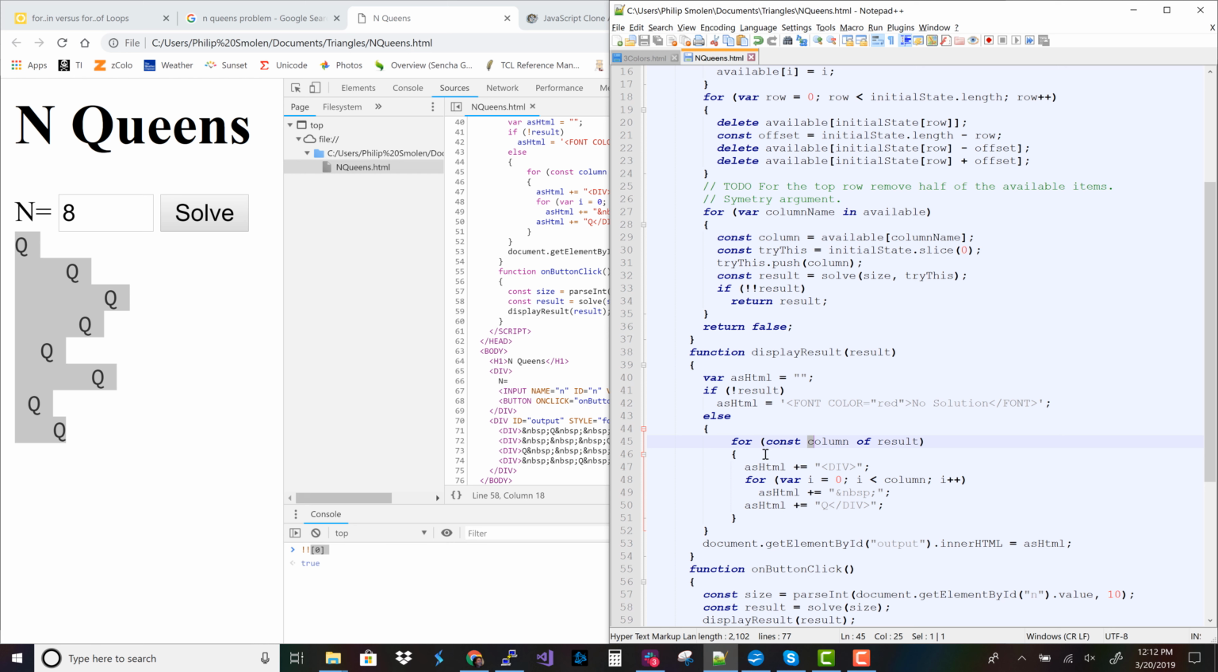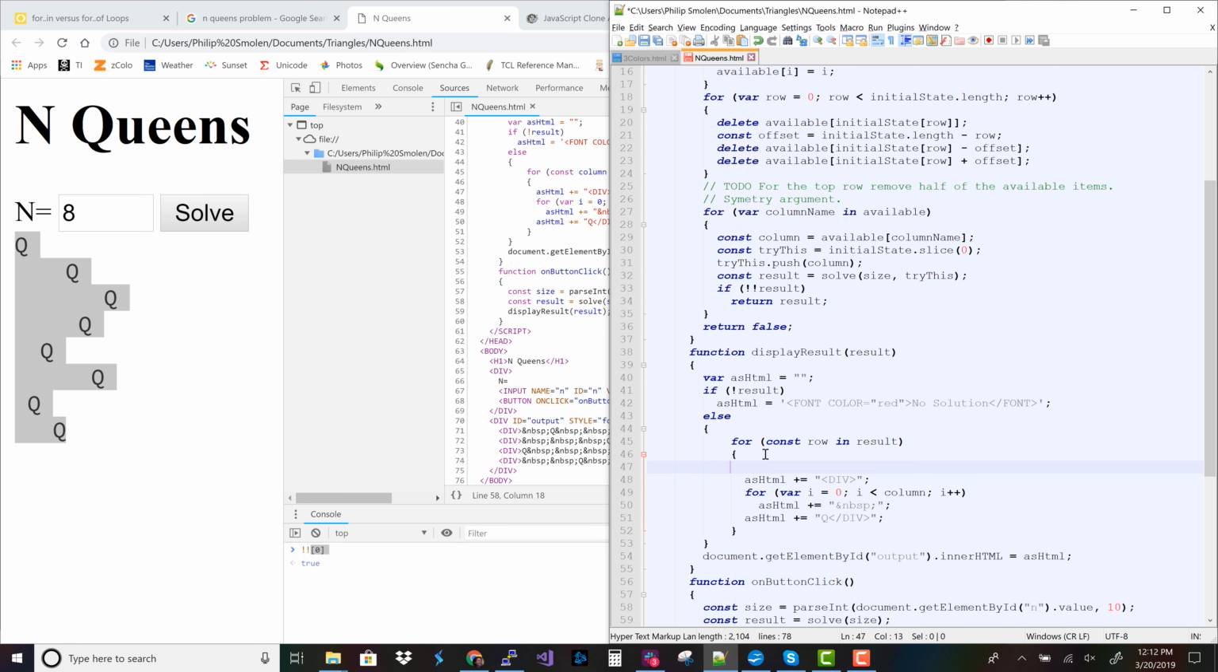So I'm going to say row in result. And the first thing I'm going to say is const column equals result row. Now I know the row number, which is important because if I want to draw black and white stuff, I just need to know if the row and the column are the same.